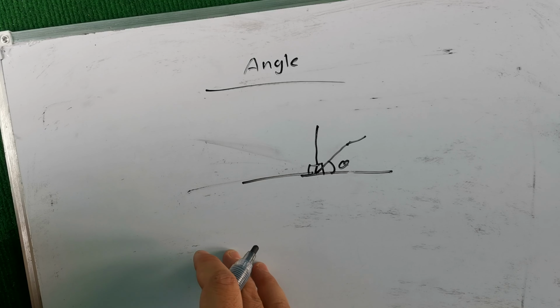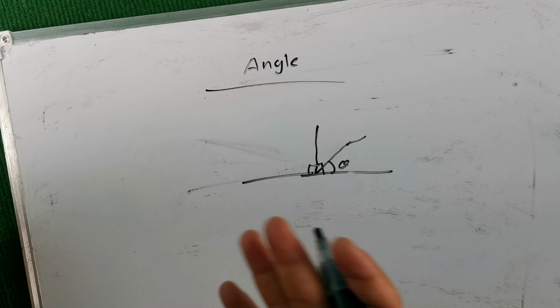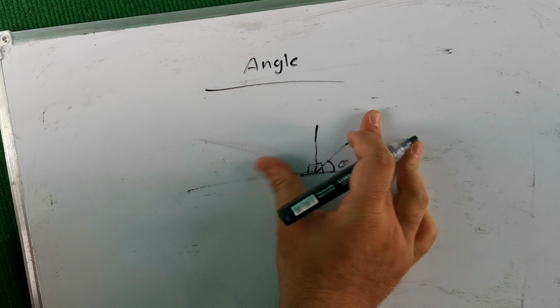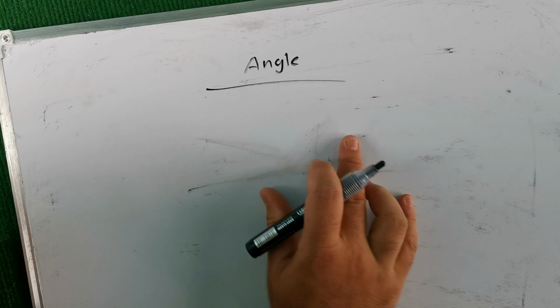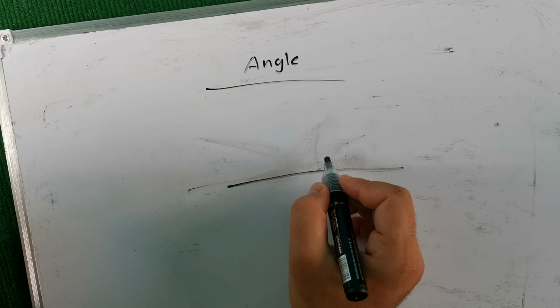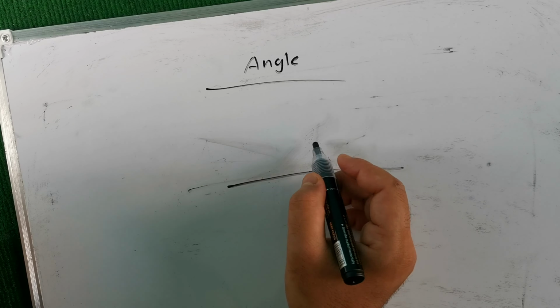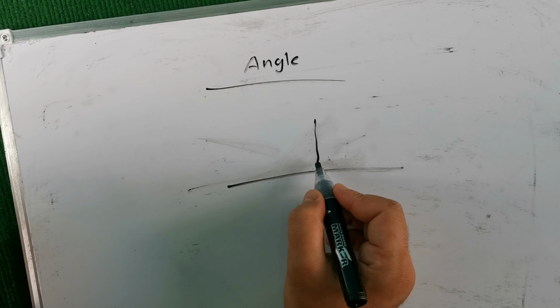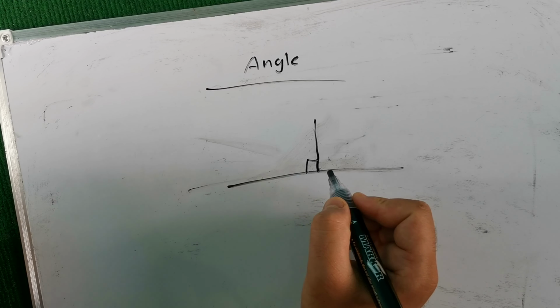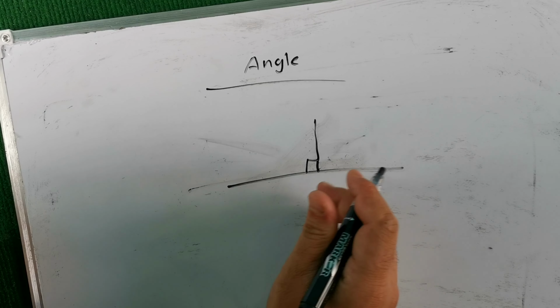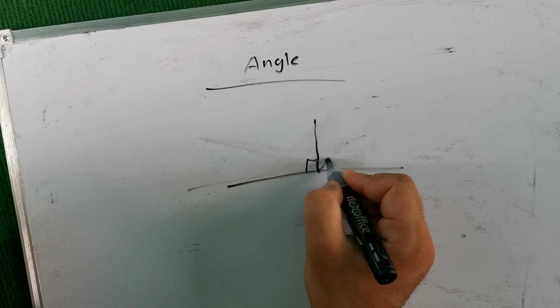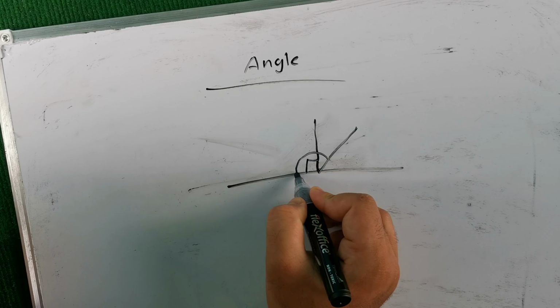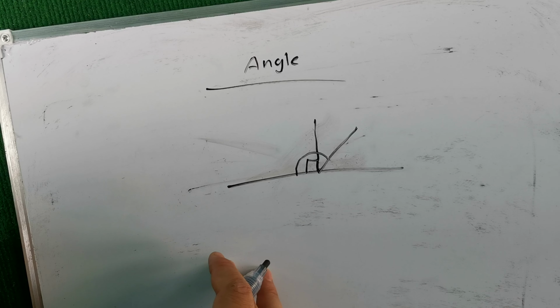What is known as obtuse angle? Obtuse angles are those angles which are greater than 90 degree. This is 90 degree, and obtuse angle is this, greater than 90 degree. This is known as obtuse angle.